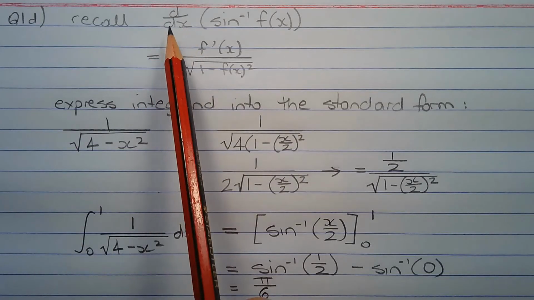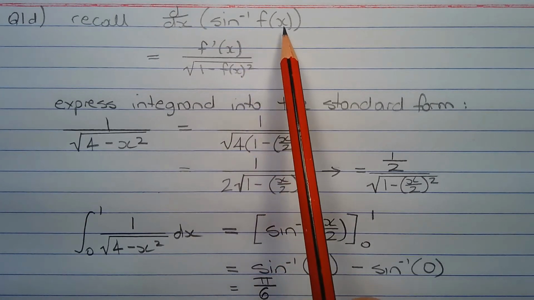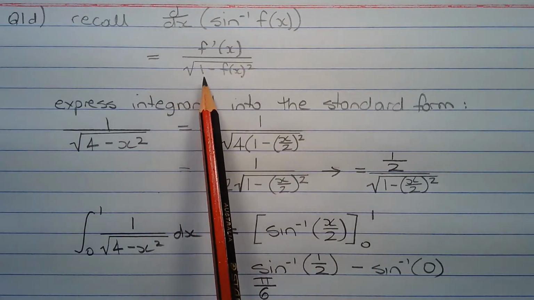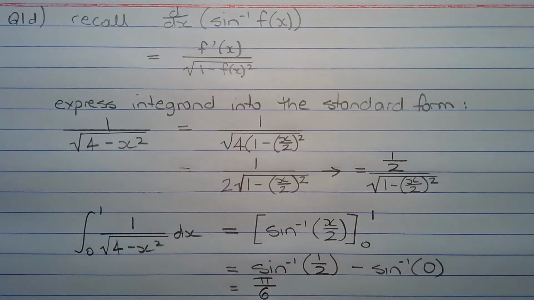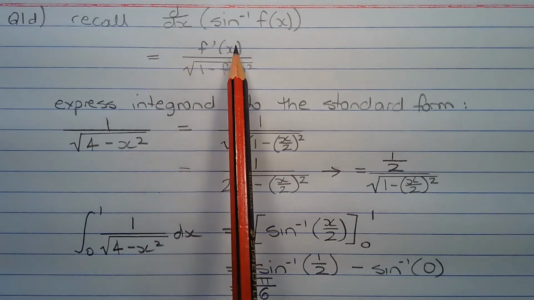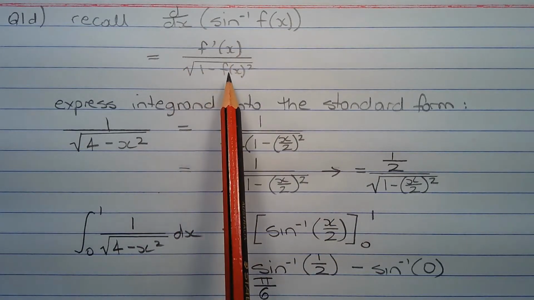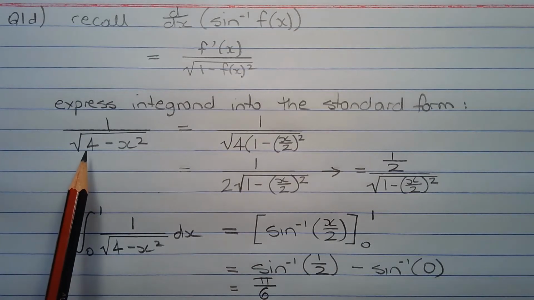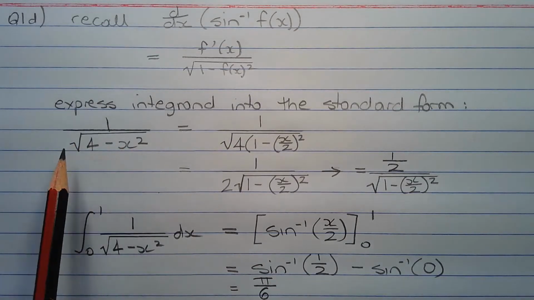Recall that the first derivative of the inverse sine of f of x by the chain rule is f dash of x over the square root of 1 minus f of x all squared. So we're going to express the integrand into the standard form, f dash of x over the square root of 1 minus f of x all squared, and we're going to do that by factorizing out 4 from 4 minus x squared that's inside the surd here.